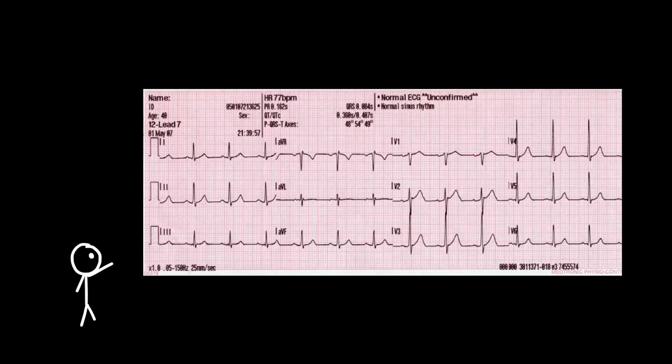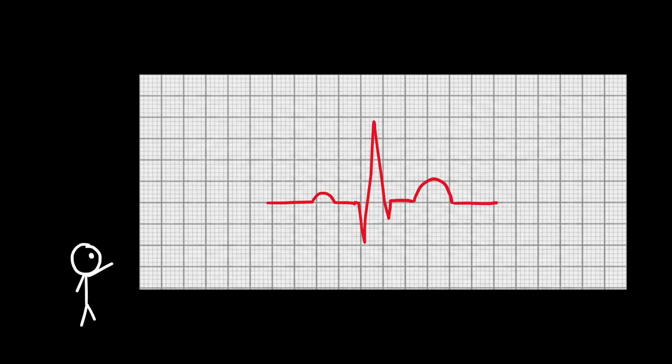Every ECG strip tells a story, and like any good story, it starts with a beginning, a single event that sets everything else in motion. On the ECG, that event is the P wave.